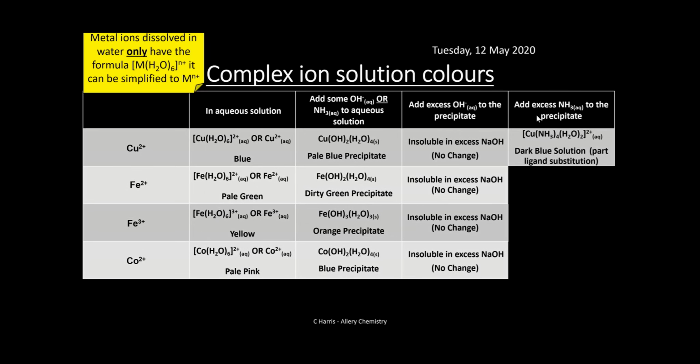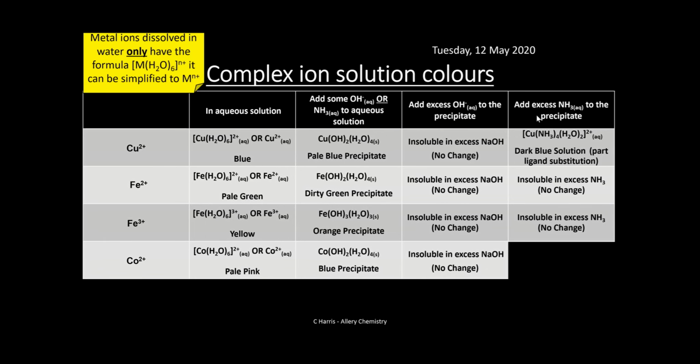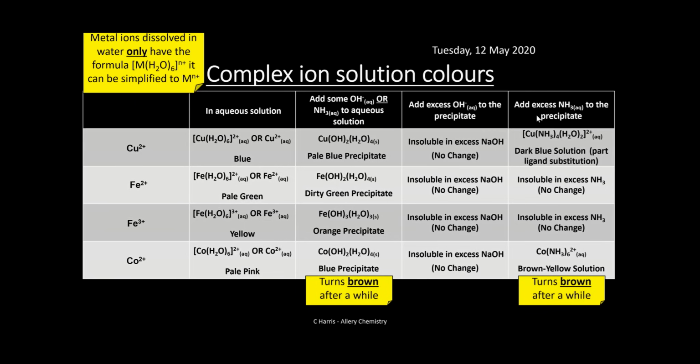So what about Fe2+? Well, this one's insoluble in excess ammonia, so there's no change. What about Fe3+? That one's insoluble as well. And finally, cobalt-2+. This one forms this browny yellow solution. It turns brown after a while if you leave it a bit, and so does this one at the bottom. So you need to know these reactions. You need to know the colours, and you need to know what's happening. So this is just summarising some of the reactions that we've seen. Okay.